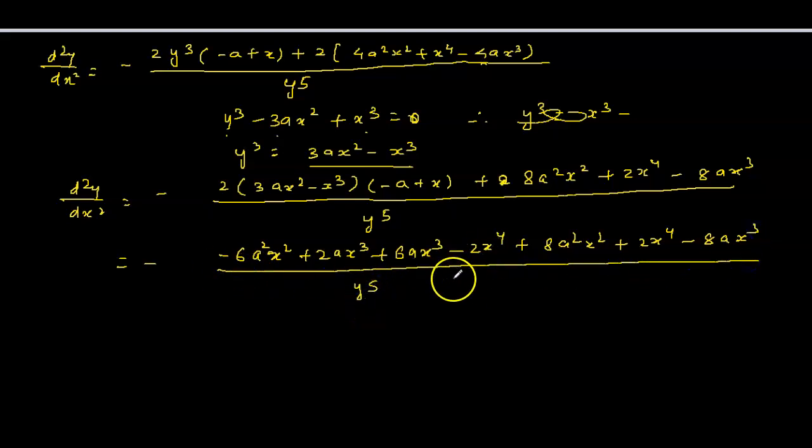So now if you want we can cancel it here, and the term is cancelled, this one 6 plus 2 is 8 and 8 cancel, plus and plus this one cancel, so 8 minus 6 becomes 2 and this is minus 8, so minus 2a square x square divided by y to the power of 5, and this is the RHS we need to do.